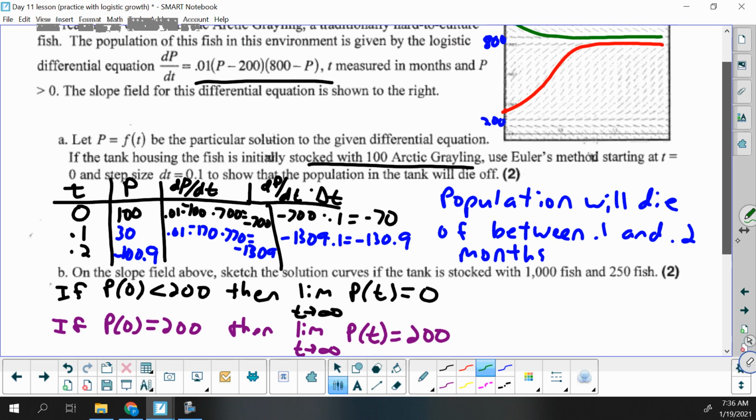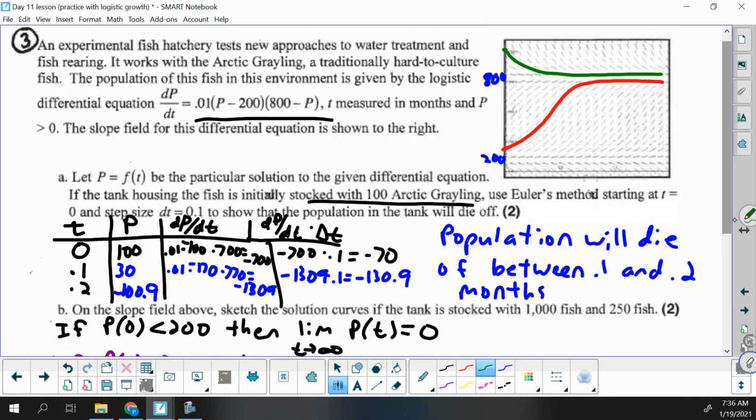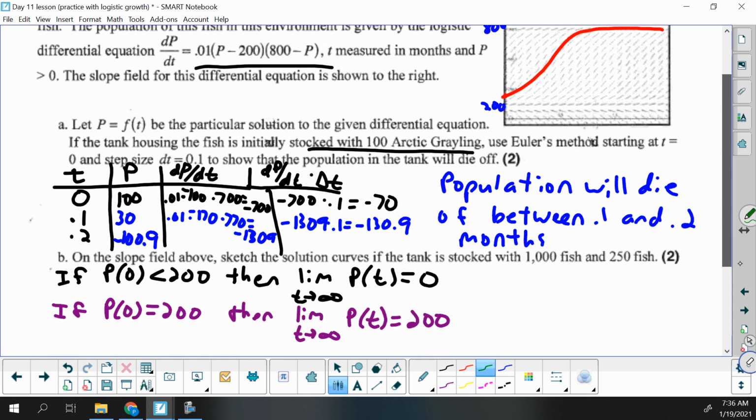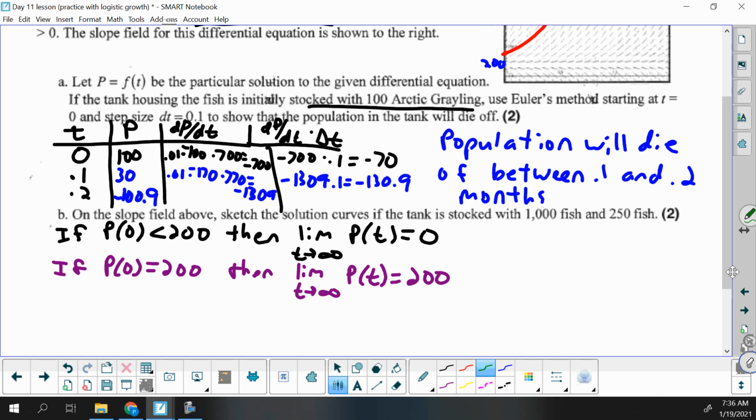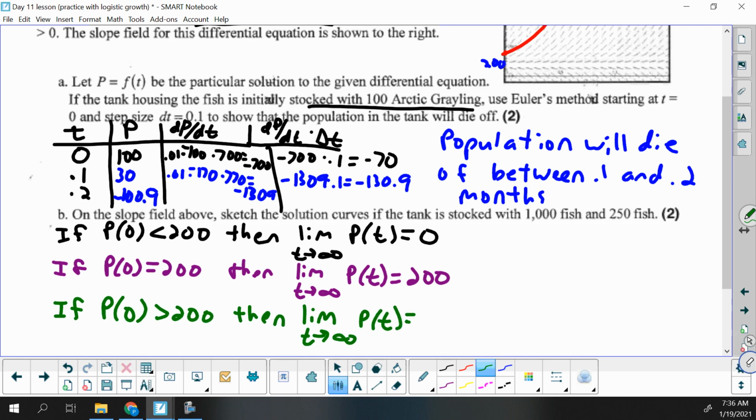And then the last case, anything above 200, notice it will push to 800. So no matter if you're at 800, above 800, or somewhere between 200 and 800, it will always push it towards 800. So our last case is if p of 0 is greater than 200, then our limit as t approaches infinity of p of t is just 800.